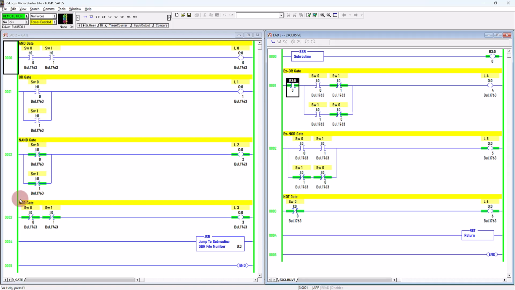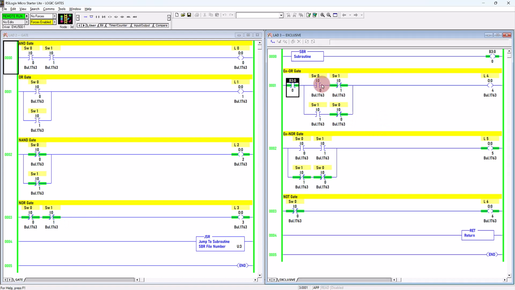Okay, similarly for the NOR gate, so NOT OR gate, NOT means opposite. Opposite OR is AND gate. That's why you can see the arrangement is similar. The only difference is both are using the normally closed virtual switch.